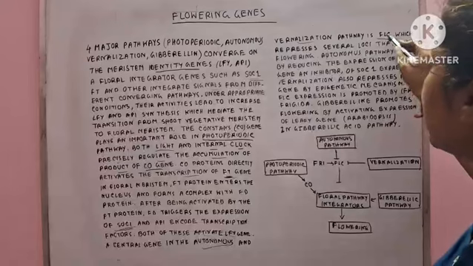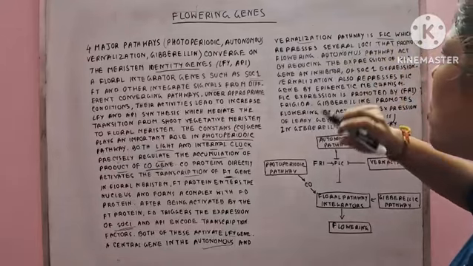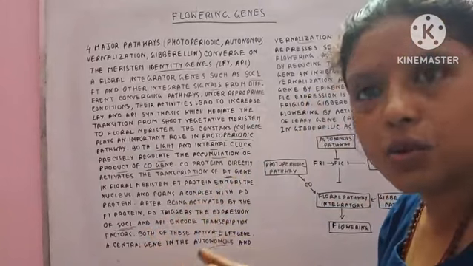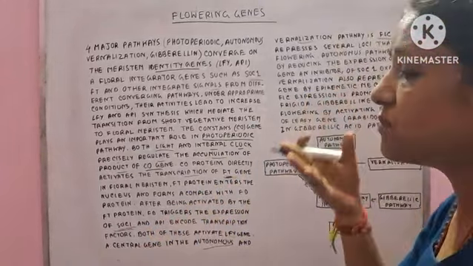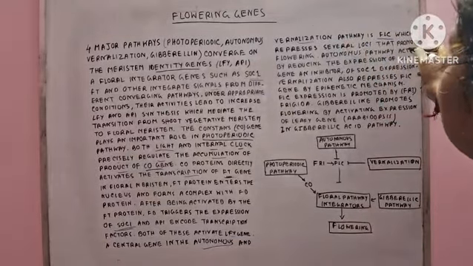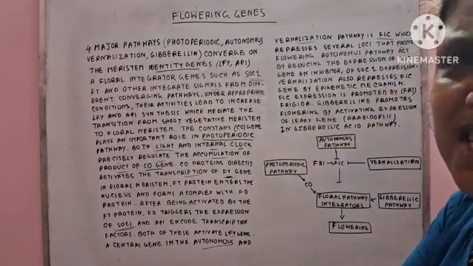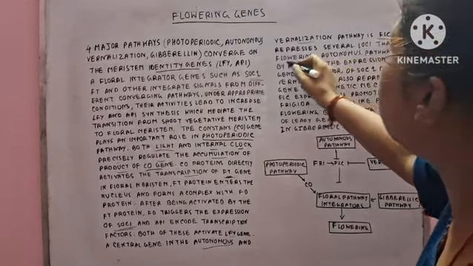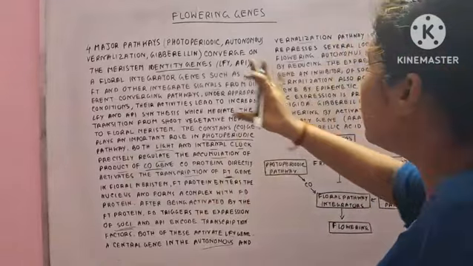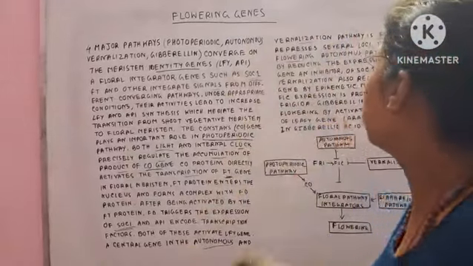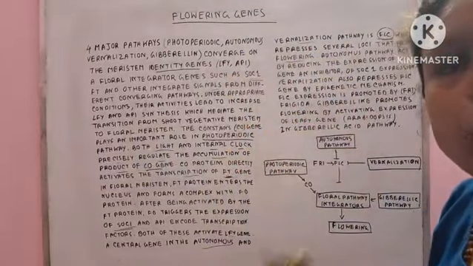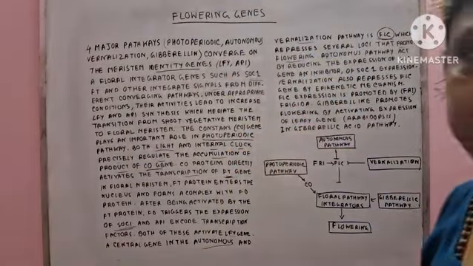So there are several loci. In the singular this is called a locus, but in the plural it is called loci. So there are several loci, or regions, that promote the flowering process. But all these regions are repressed by the FLC gene. So flowering will not occur.